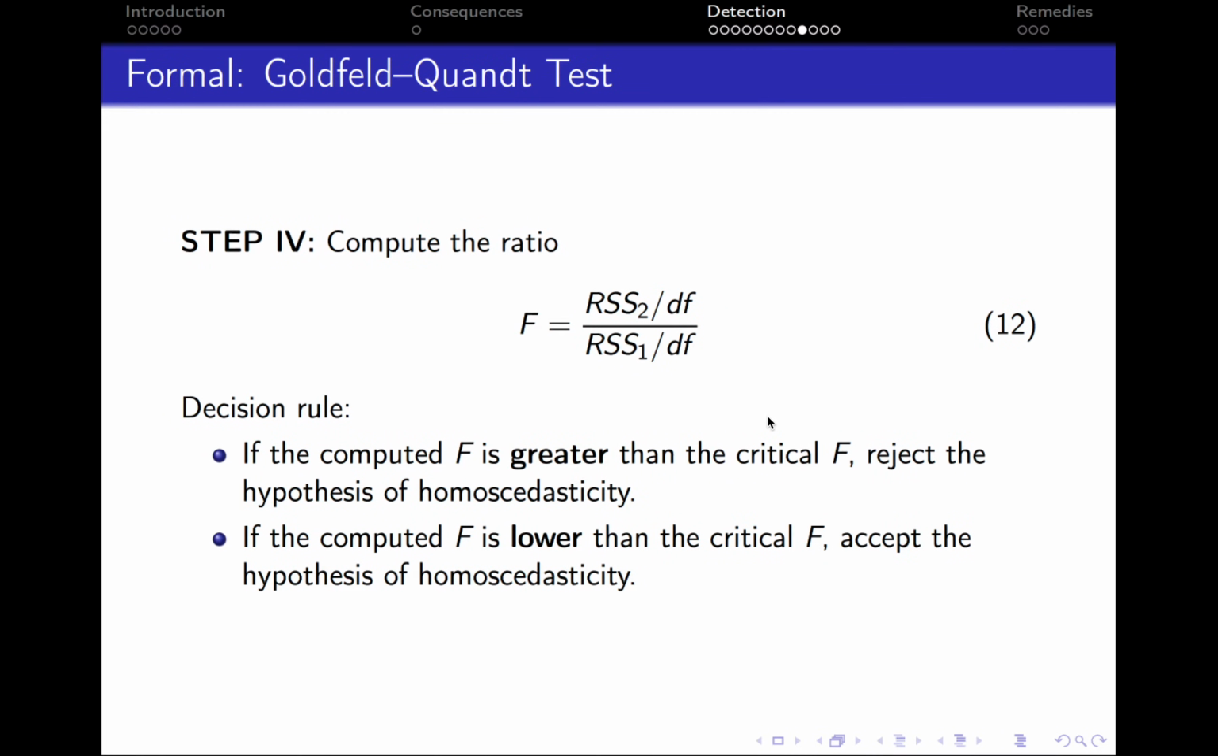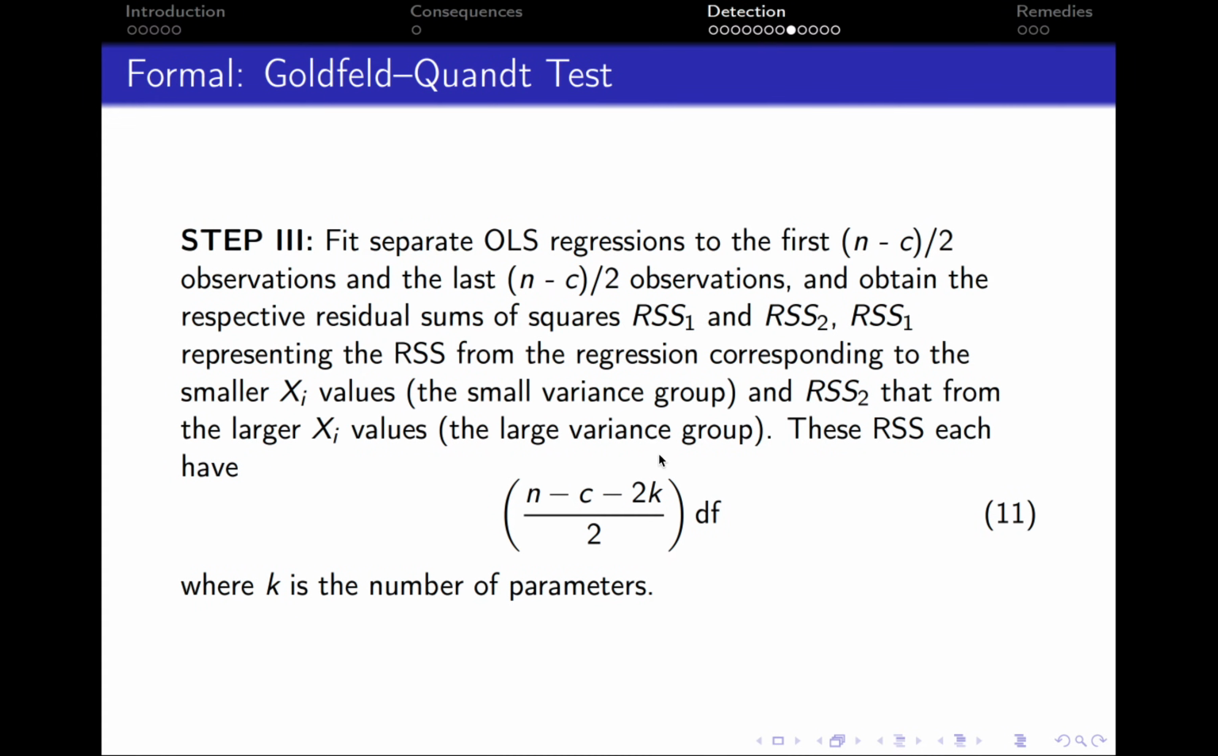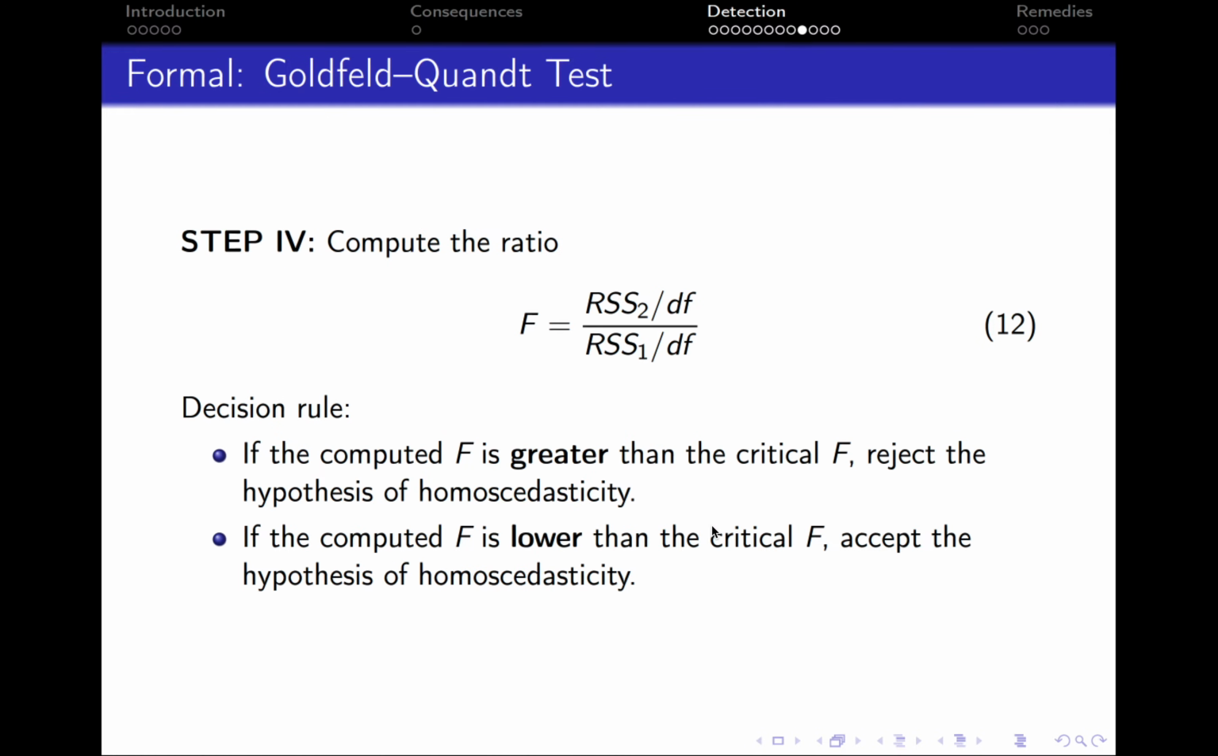And in the last step, we need to compute the ratio, the F-test, where we take the residual sum of squares from the second regression and divide it by the degrees of freedom from this regression. And here we have the equation for the degrees of freedom. And we divide everything by the residual sum of squares from the first half of the observations divided by its number of degrees of freedom.